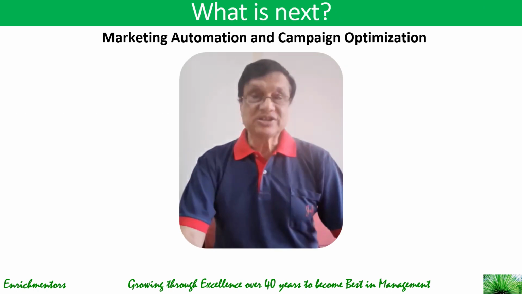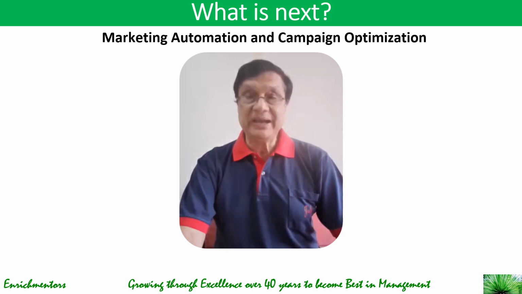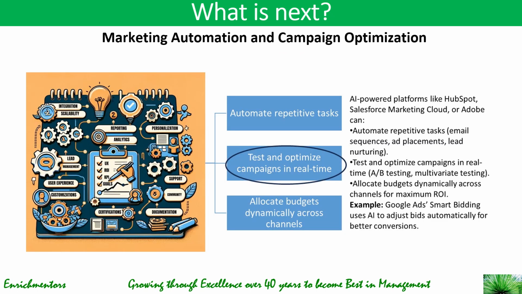So what do we do next? We will look at another part of marketing automation and campaign optimization. And there we will look at how AI can help you test and optimize campaigns in real time through A/B testing and multivariate testing. So let us take a look at that.